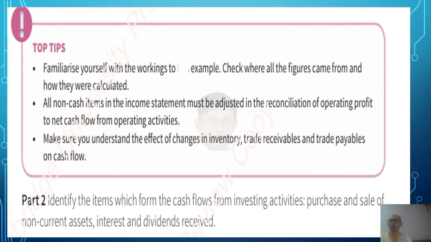Familiarize yourself with the workings in the example. Check where all the figures come from and how they are calculated. All non-cash items in the statement must be adjusted in the reconciliation of operating profit to net cash flow from operating activities. Make sure you understand the effect of changes in inventory, trade receivables and trade payables on cash flow. Part 2. Identify the items which form the cash flow from investing activities: purchase and sale of non-current assets, and interest and dividends received.